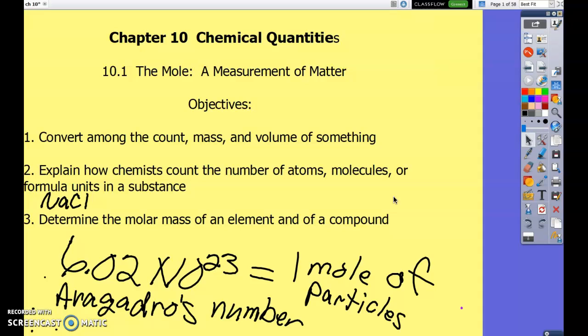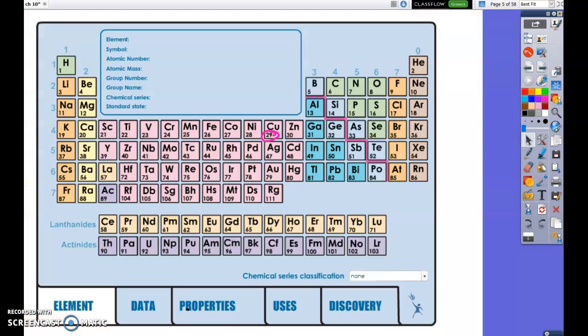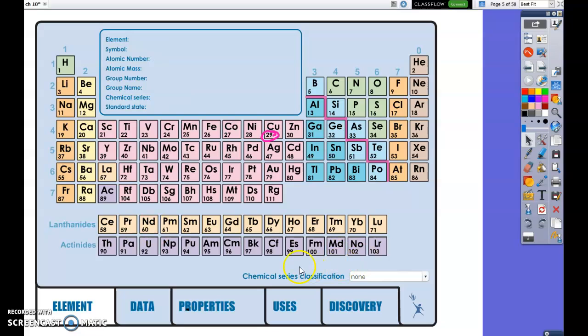So you're going to become atom counters and molecule counters, which is pretty cool. And then we're going to talk about molar mass just really briefly. So remember on the periodic table, what information we actually have. And I don't love this one, I'm not going to lie, because it doesn't have both numbers.